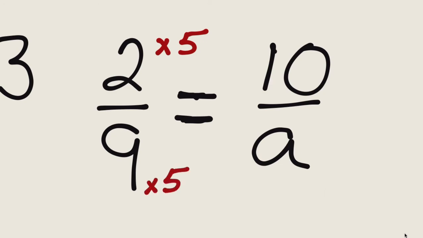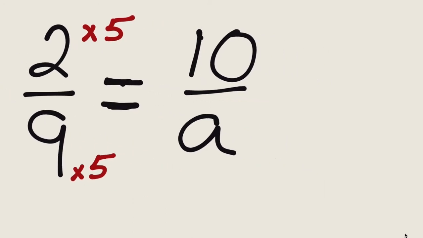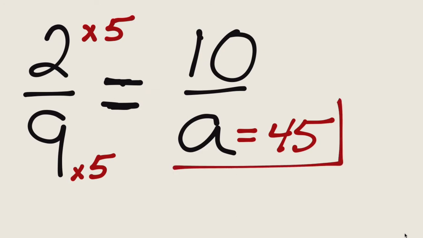So if I multiply the bottom by 5, what do I get? Yeah, and so this number here must equal 45. That is the number that will make that statement true.